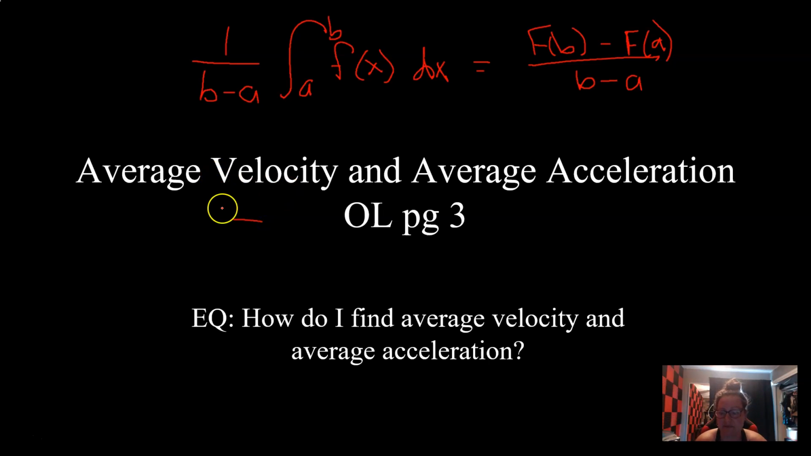But this time, since we've been doing calculus in motion, we're going to look at it differently. Here's what we do for the average. This is what's different, right? When we say average, we do the 1 over b minus a, but this time we're going to be doing it with velocity and acceleration, okay? So EQ, how do I find average velocity and average acceleration?